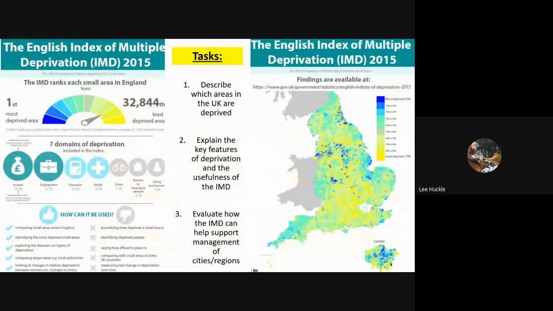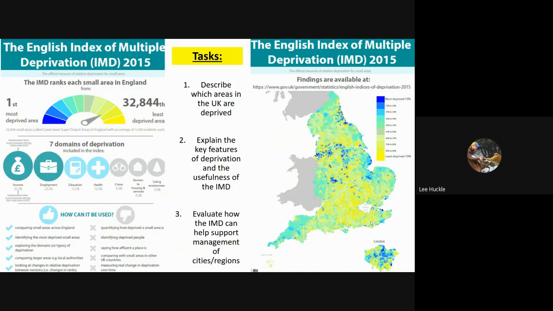So the index of multiple deprivation again gives you a variety of data that you can use: choropleth map data, statistics that you can look at, the 7 domains of deprivation. And what you'd have looked at here in the lesson are 3 key areas: describing which areas in the UK are deprived; secondly, explaining the key features of deprivation and the usefulness of the IMD.